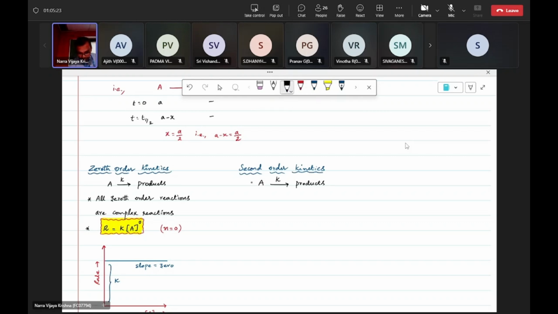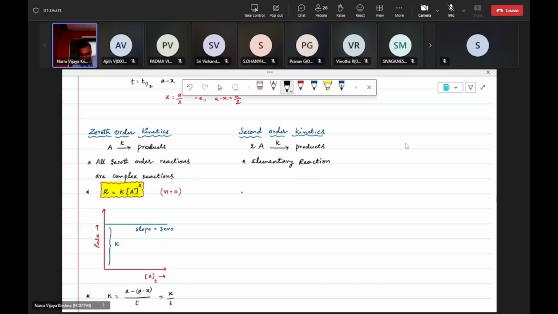Don't get confused, sir. I am taking it as elementary. Then what is molecularity? 2. Order 2. Right? The moment I write this, it becomes better. Now it became an elementary reaction. If I don't write 2 here, then it becomes a complex reaction. No confusion now. Now tell me, what is the rate expression? R equal to K into concentration of AT power 2. Here N equal to 2. Second order reaction, right?